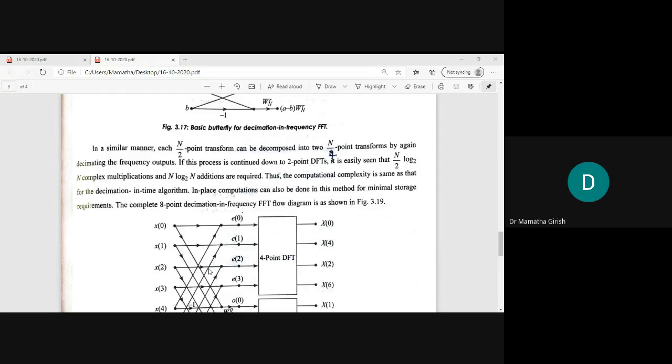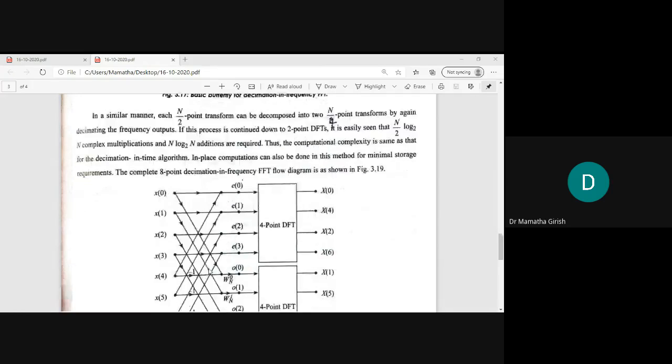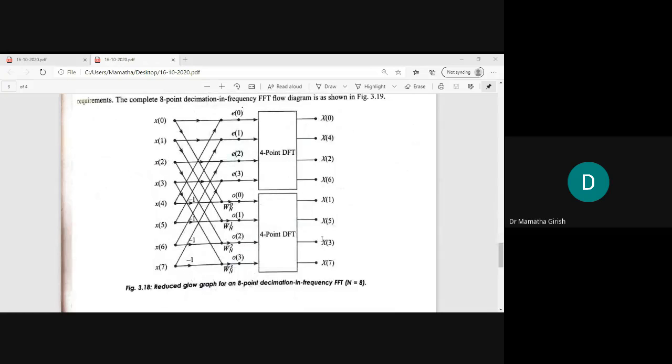If the value of n is just plain 8, how many stages will we have? 3 stages, because log n to base 2 is 3. If the value of n is 16, how many stages will we have? It's 4 stages. Log n to base 2 will give me the value of 4, and so on. Is it clear? So this is the signal flow diagram after the first stage of computation.